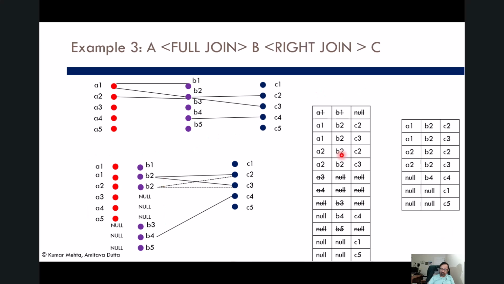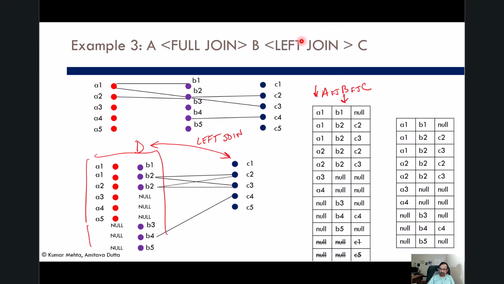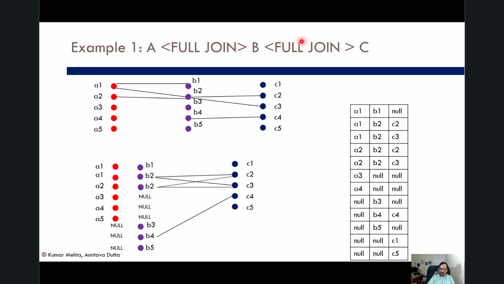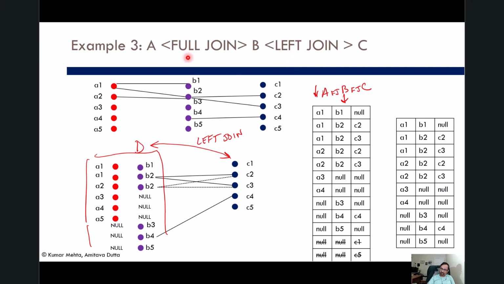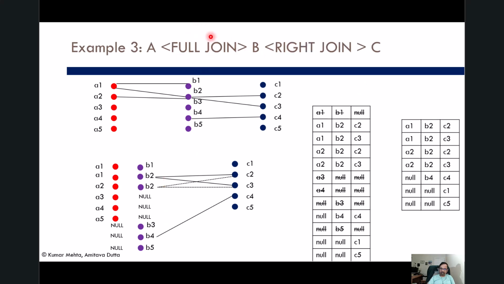Okay. So now again, the three tables, A, B, C. The only thing that's different is the second is a right join. In the first example, both the joins were full joins. In the next example, the first join remained a full join and the second join was an inner join. In the third example, the first join was a full join and the second join was a left join. So what's left over here? The first join is a full join. The second join is a right join in this case.